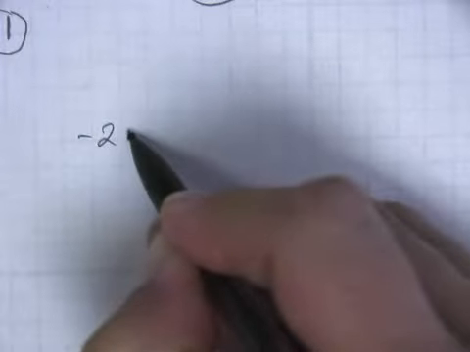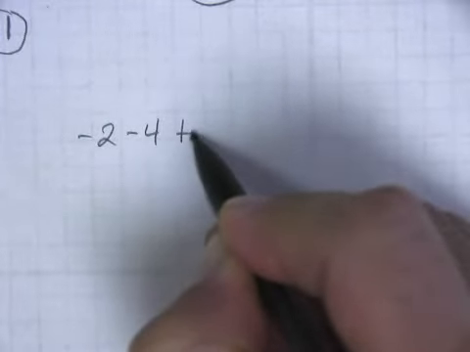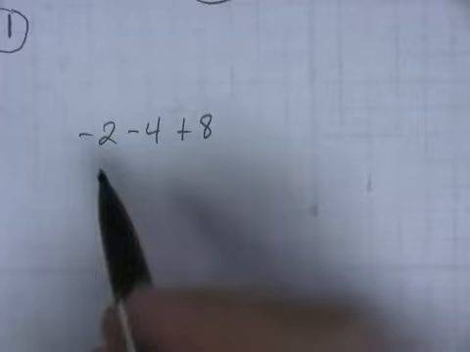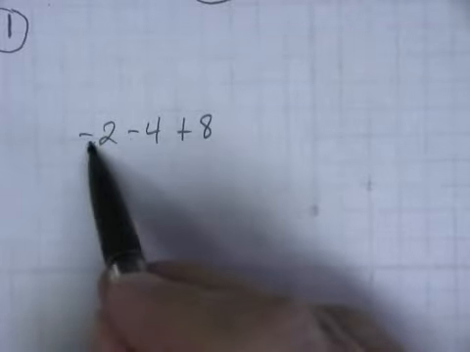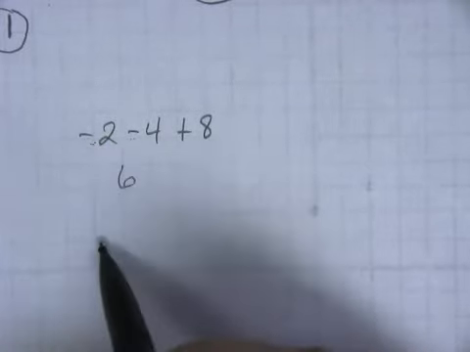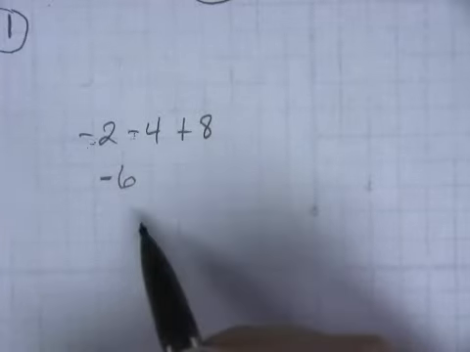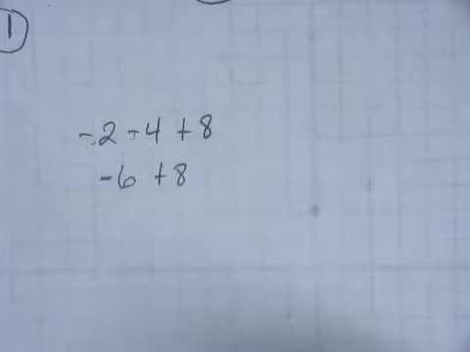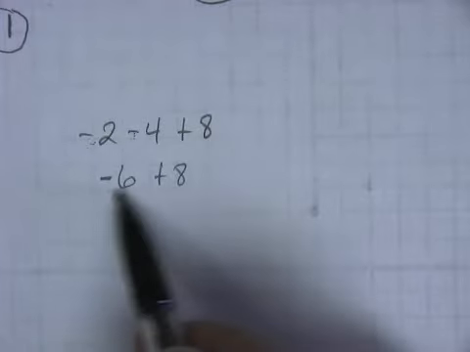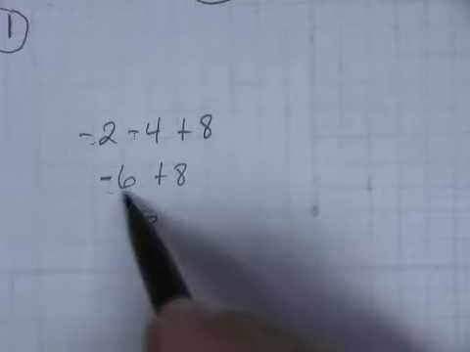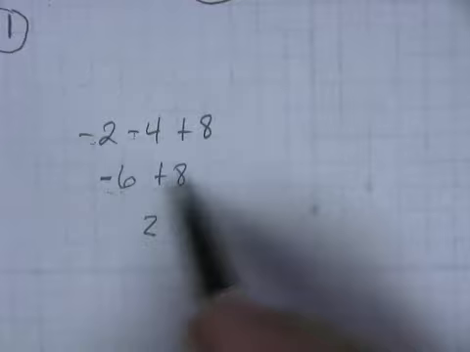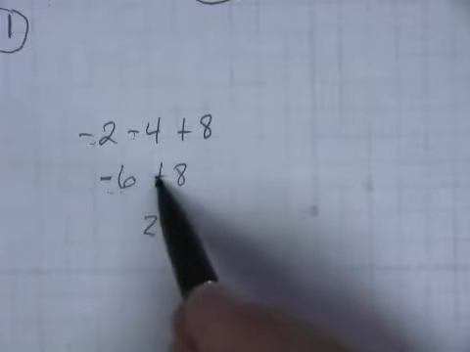Let's do another one. Negative 2 minus 4 plus 8. Signs are the same. Add the numbers. Keep the sign of the larger number. 4 is bigger than 2. Bring down the 8. Different. Subtract. 6 minus 8 is 2. 8's bigger than 6, so we keep the positive.